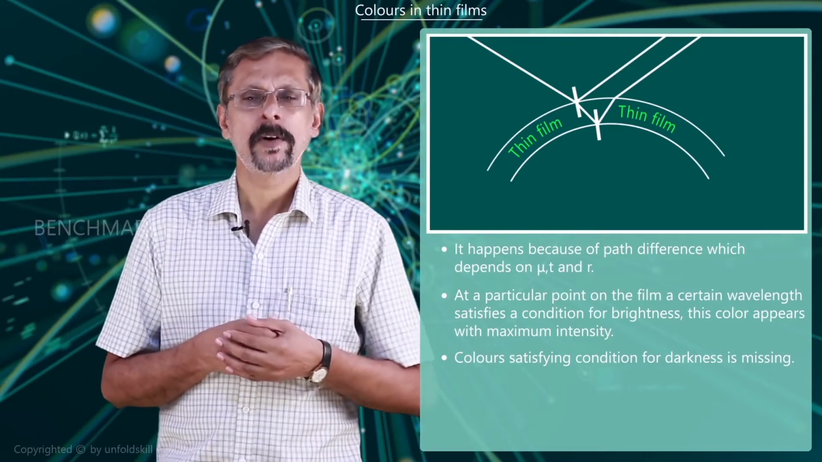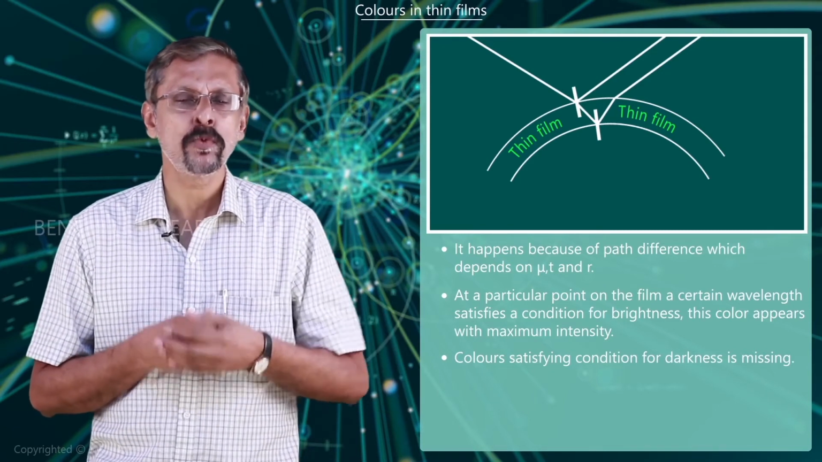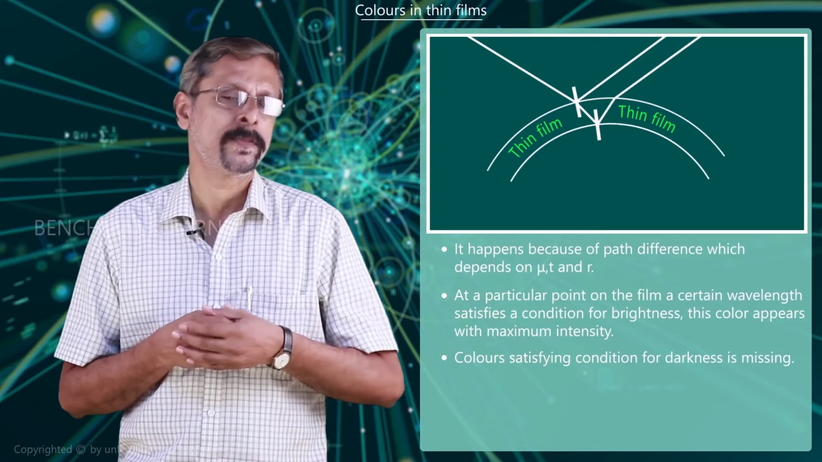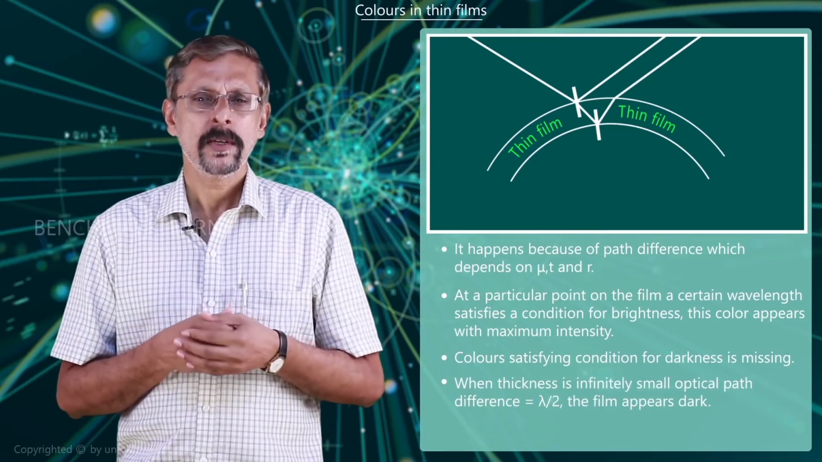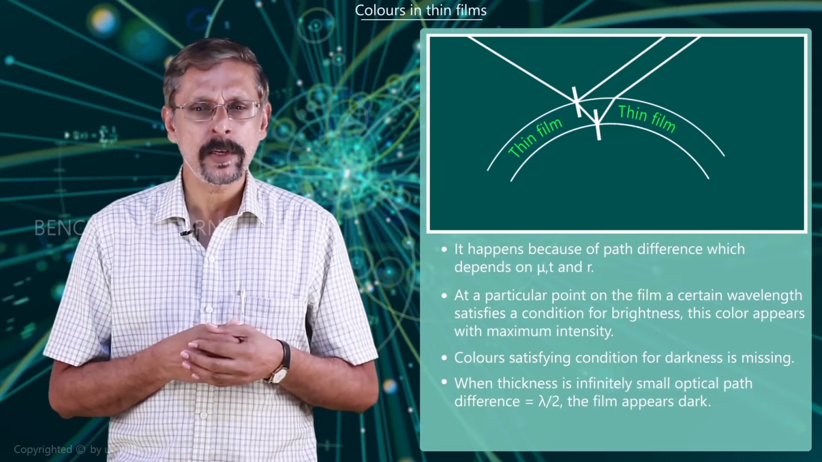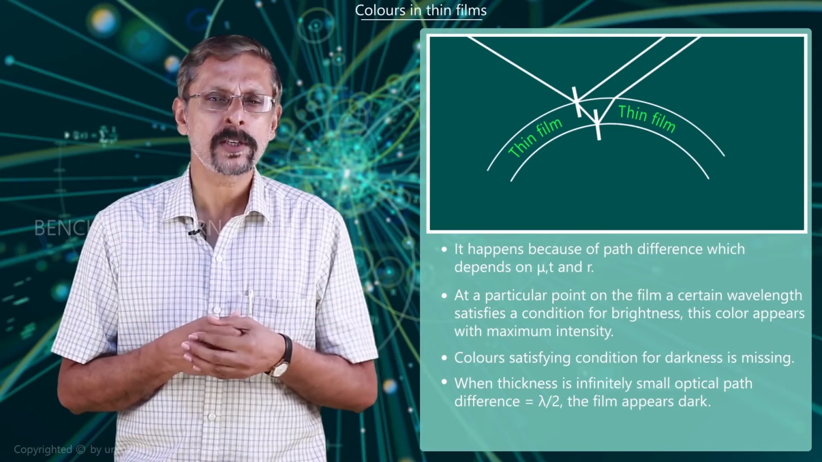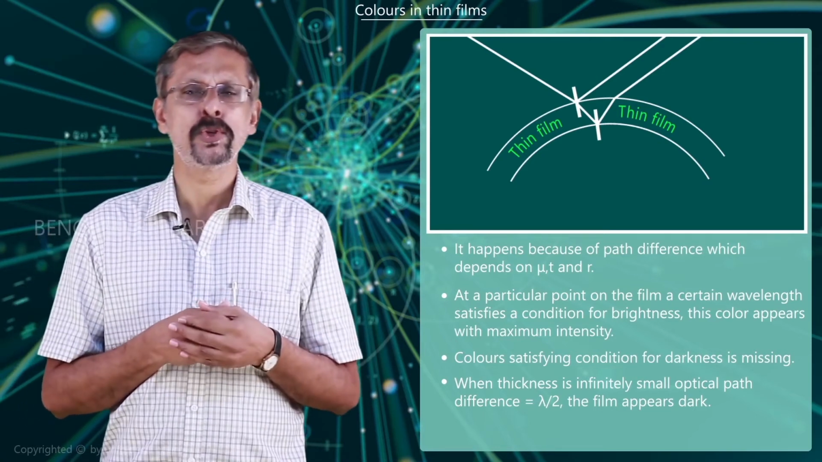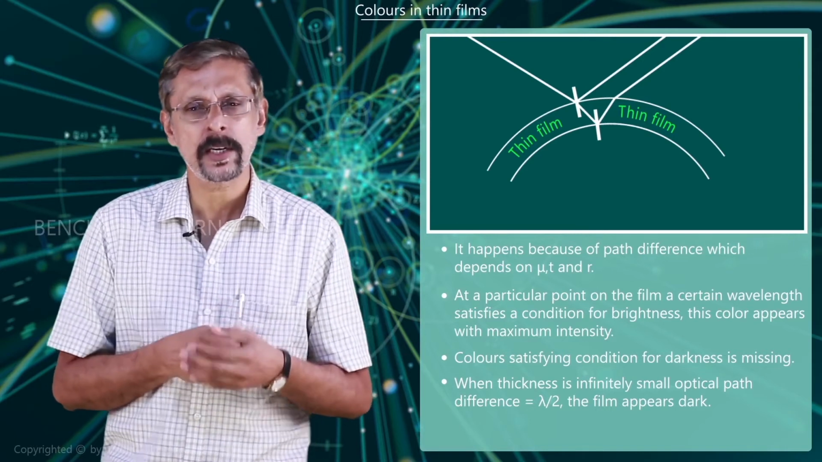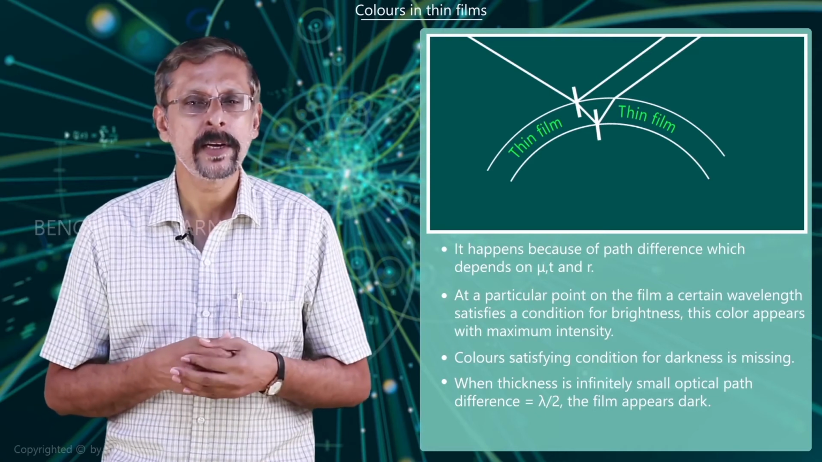Let us see what happens when a film whose thickness is very small is watched in monochromatic light. If the thickness of the film is infinitesimally small, the optical path difference between the reflected beams becomes equal to lambda by 2 due to reflection from a denser surface. This will lead to a combination of crest and trough leading to darkness, hence the film appears dark.